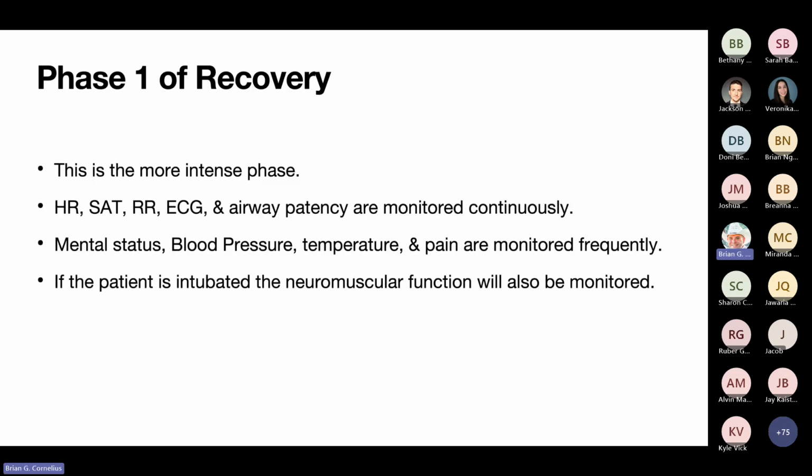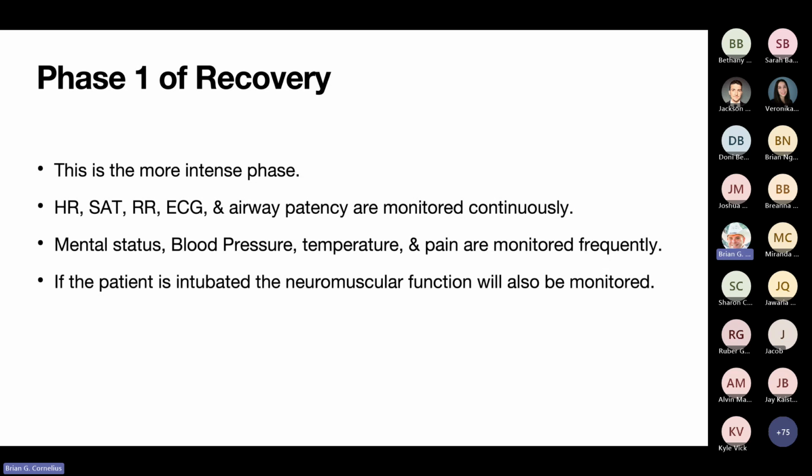So I told you earlier there are two phases of recovery. You have phase one and phase two. Phase one is your immediate postoperative phase. It's a lot more intensive. They do all the continuous hemodynamic monitoring the same as you would in the ICU. And usually they monitor the patient and document vital signs every 5 minutes.